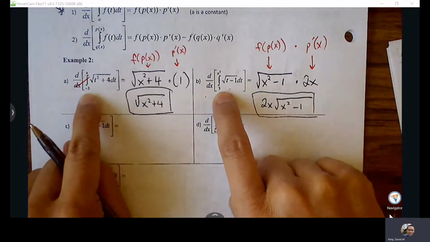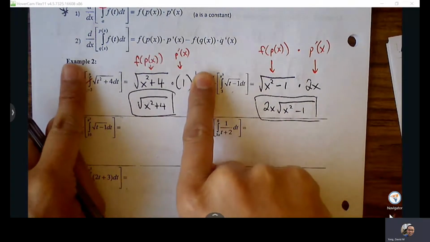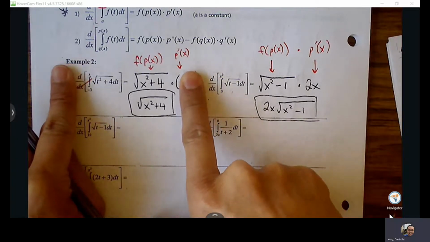And here's the reason why. The lower bound does not play a role in this process because, yes, if I were to do the antiderivative and involve the 3, it's going to give me a number. That 3 will end up giving us a number. But then the derivative of that number will just push it out to what?